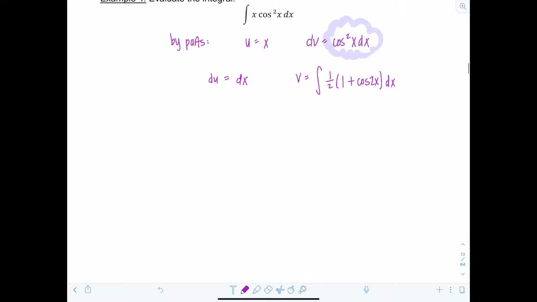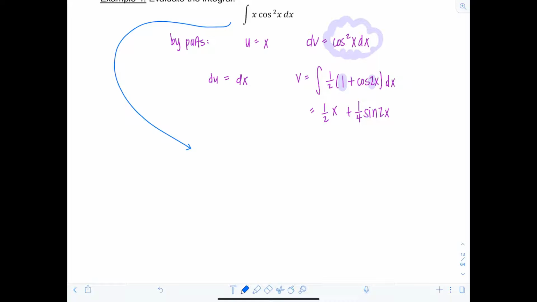So let's see, we can do this. I'm going to have 1/2, and the antiderivative of 1 is just going to be an x. And then plus, I'm going to divide by 2 when I antidifferentiate here, so it would be a 1/2 sine 2x, but remember I have that 1/2 sitting out front, so it's a 1/4 sine 2x. All right, good. So now we're ready to roll with by parts.